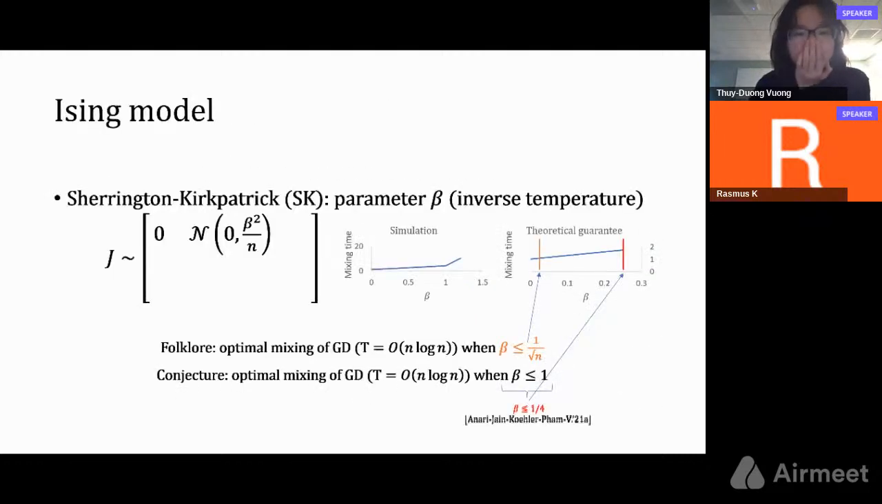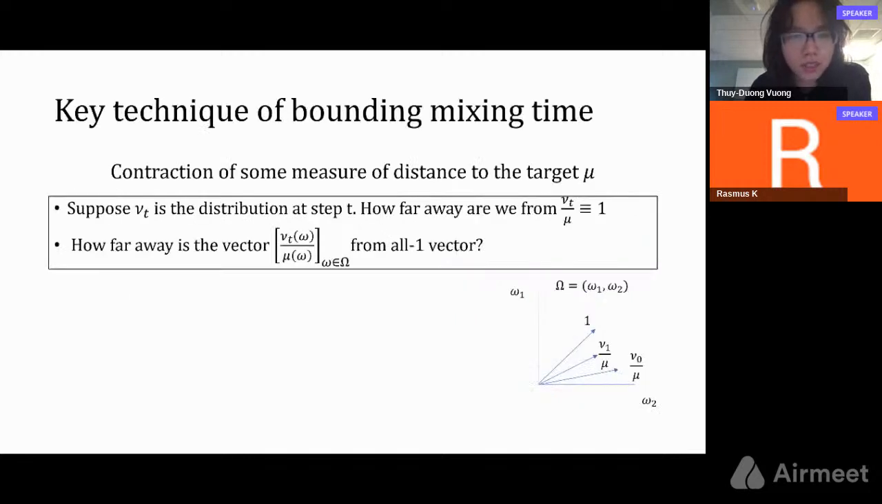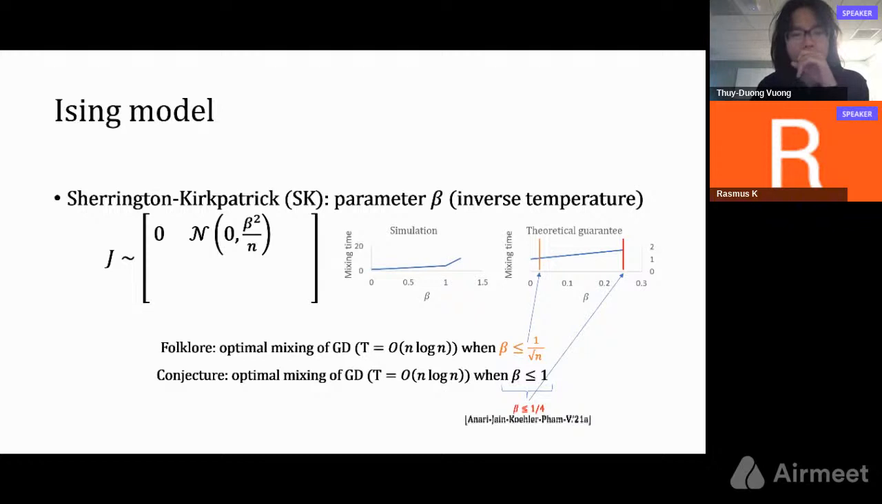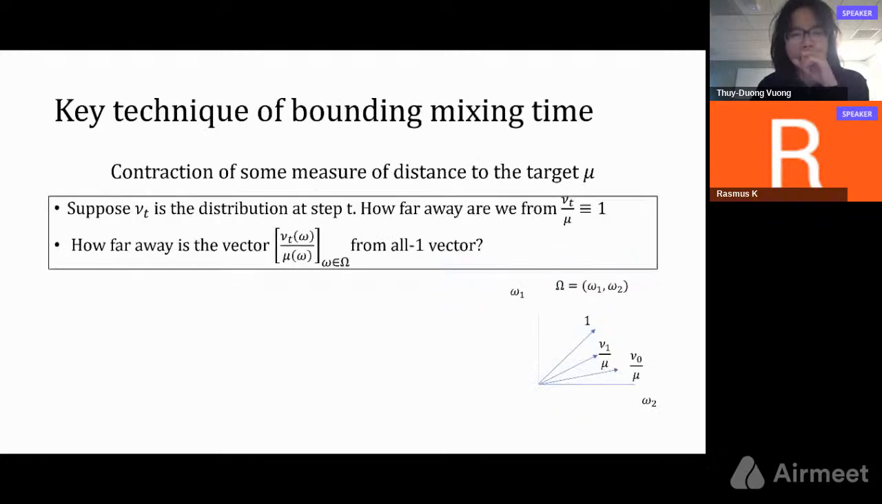Okay. So I guess after this point, I will move on to the technical side of how to prove this conjecture. So this is our main result, and then after this, I will start talking about the technical detail of the work. Okay, so we say that we can prove that when beta is less than 1/4, we have this optimal mixing time.